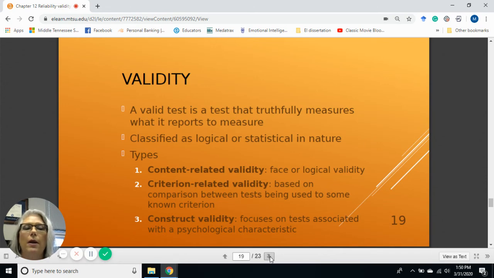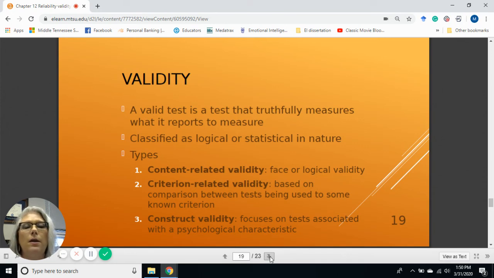So the truthfulness measure is whether the test measures what it's supposed to measure. And we have logical or statistical types of validity. There are 3 types, and you will be tested on these. There are some more links in D2L that talk about these, and you can look in your book as well, for the different types of validity.